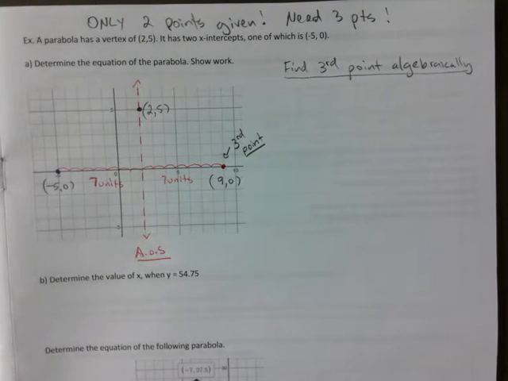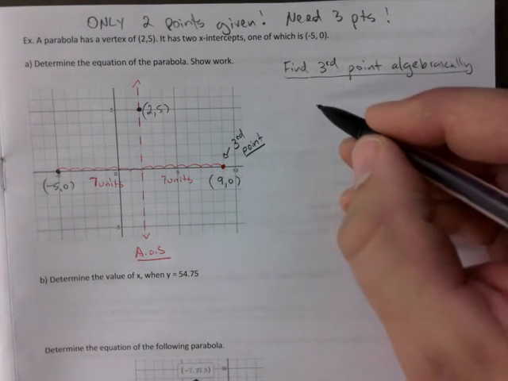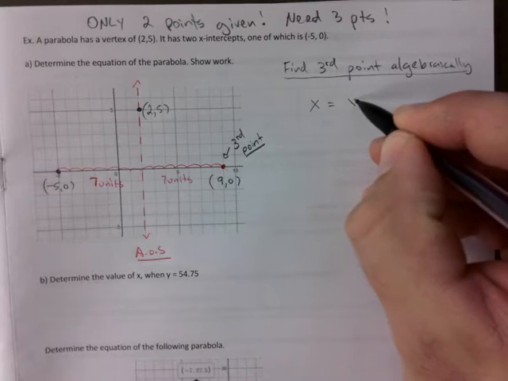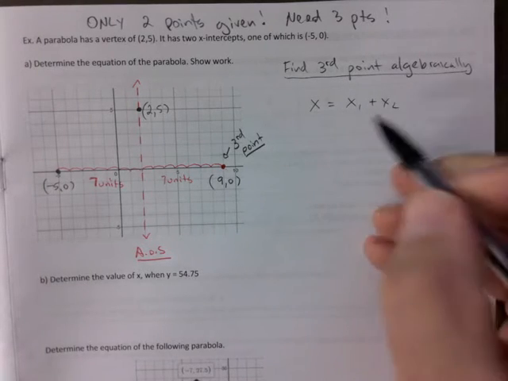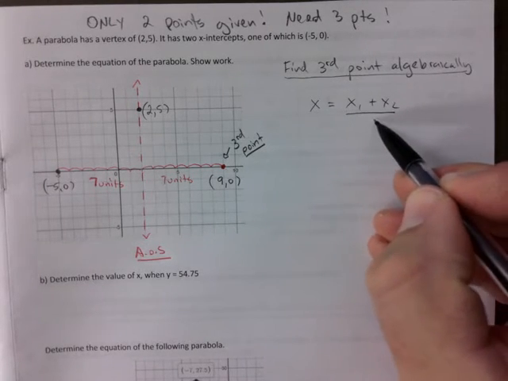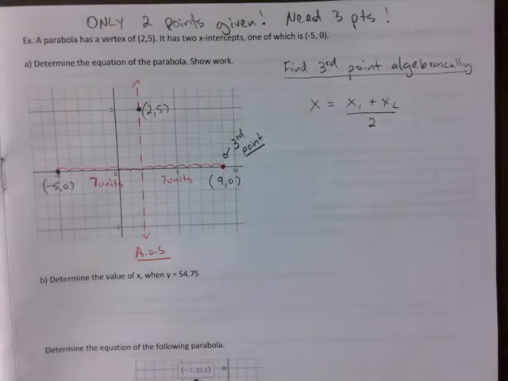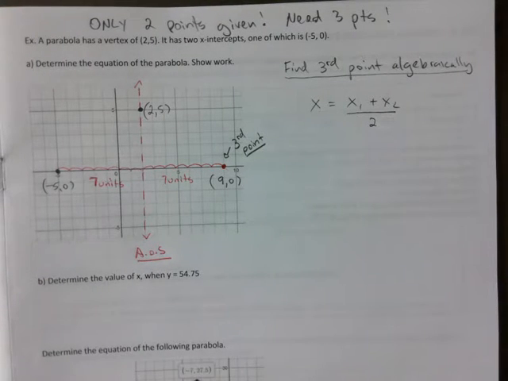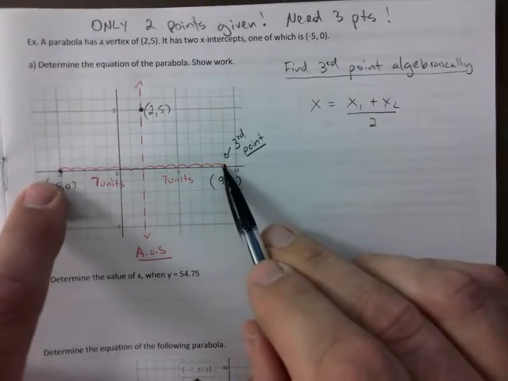Do you remember that equation for axis of symmetry? Maybe you have it on your study sheet. You remember that one? X is equal to x1 plus x2 over 2. This works for any two x values that are opposite each other.